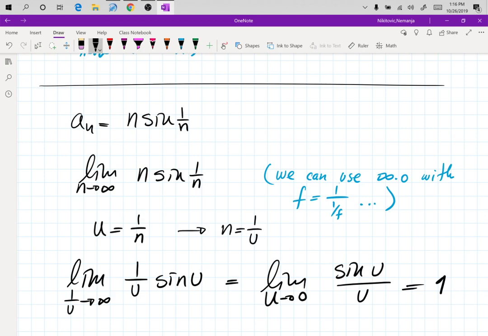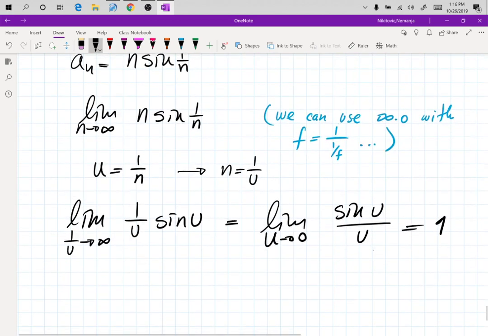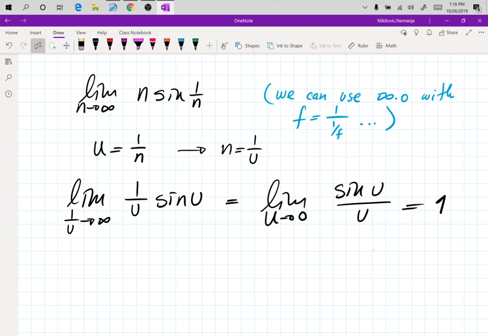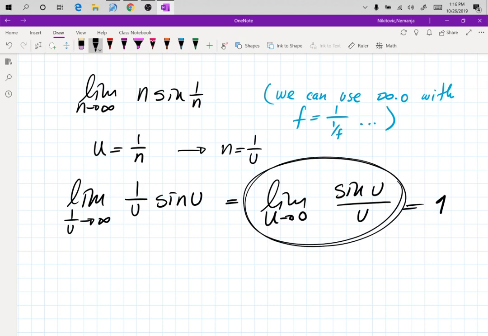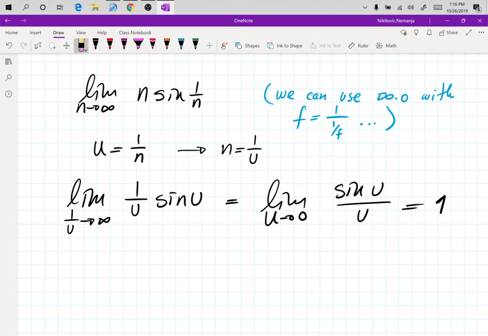Awesome. You can prove this one by using L'Hopital: the derivative of sine is cosine, the derivative of u is 1, so you have cosine of 0, which is 1. 1 divided by 1 is 1. So it's very easy to prove this, but generally people have this one memorized because it's frequent. So the answer: an equals n sine 1 over n converges to 1.